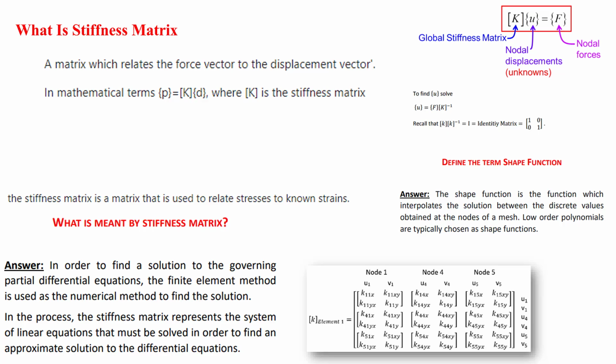In order to find the solution for partial differential equations, the finite element method is used as the numerical method. In the process, the stiffness matrix represents the linear equations. These linear equations are used to find the approximate results for the differential equations. In short, the stiffness matrix is the formula which is converted into the form of linear equations to get the results for the differential equations. I hope it's clear.